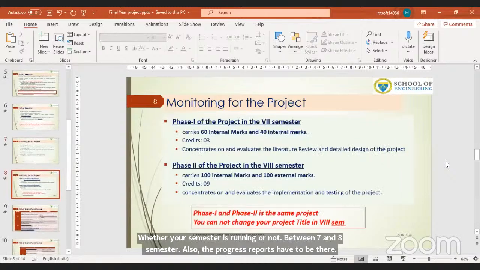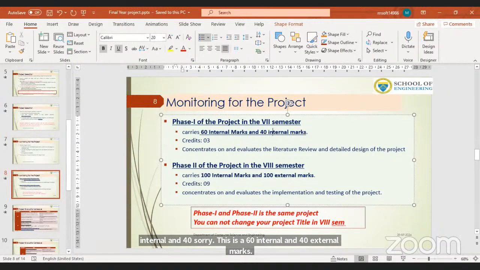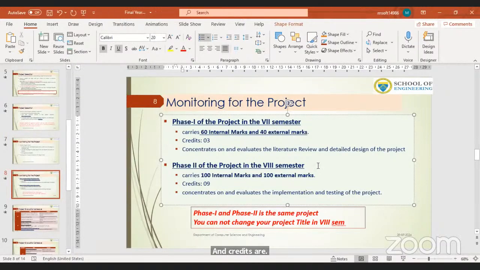And coming to, as sir told, that there is a phase 1 and phase 2. So phase 1 in the 7th semester includes 60 internal and 40 external marks, and credits are 3. And here we concentrate on literature survey and the detailed design of the project. Phase 2, that is 8th semester, is 100 marks internal and 100 external, and it is the highest credit that any course you have, which is 9 here.